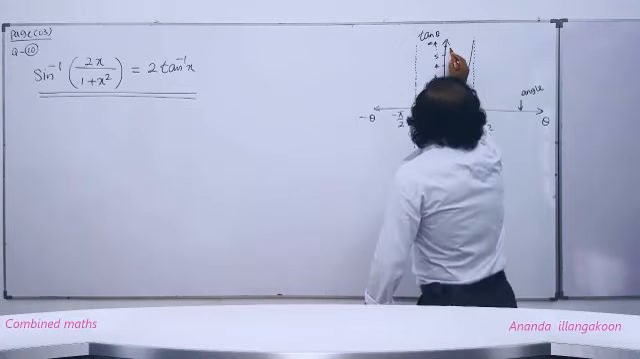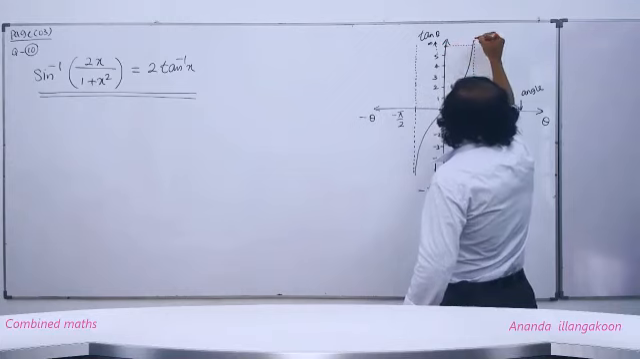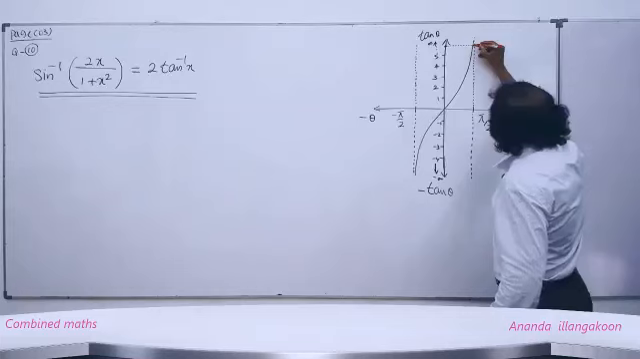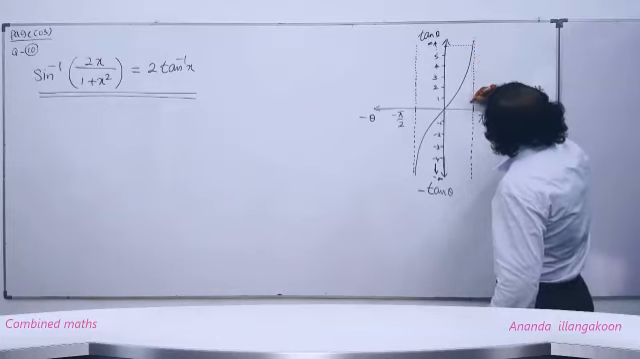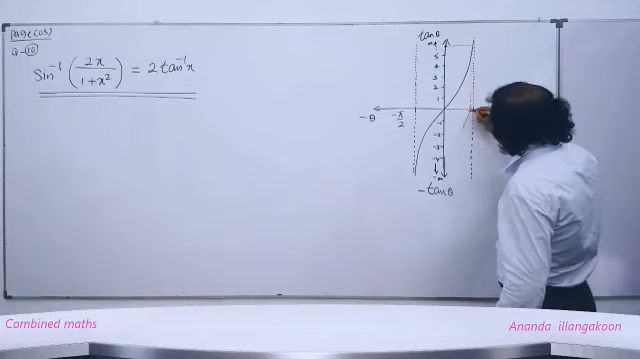From there, if I draw a horizontal line until it meets the graph, and from the point of intersection, if you draw a vertical line downward like this, you can see there is an angle here.